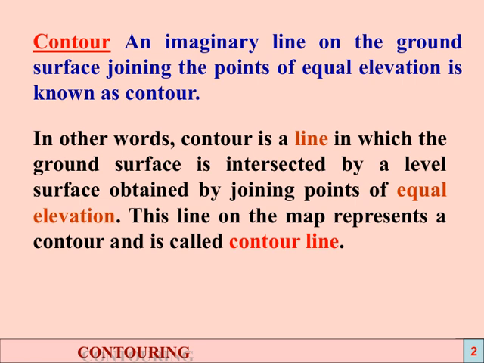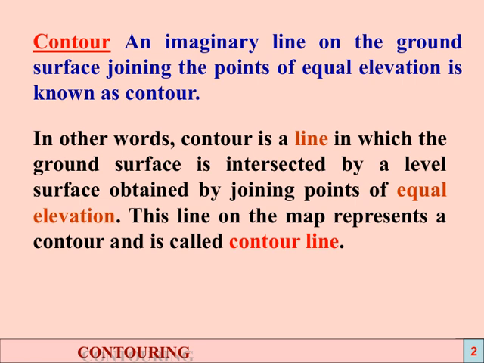In simpler terms, a contour is a line on a map where the ground surface intersects with a level surface, which is just a flat surface at a specific elevation. When we look at a map, this line, representing those points of equal elevation, is called a contour line.